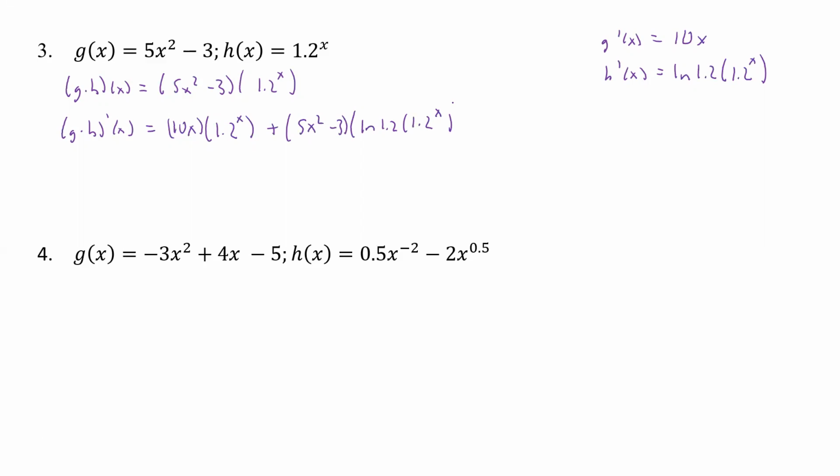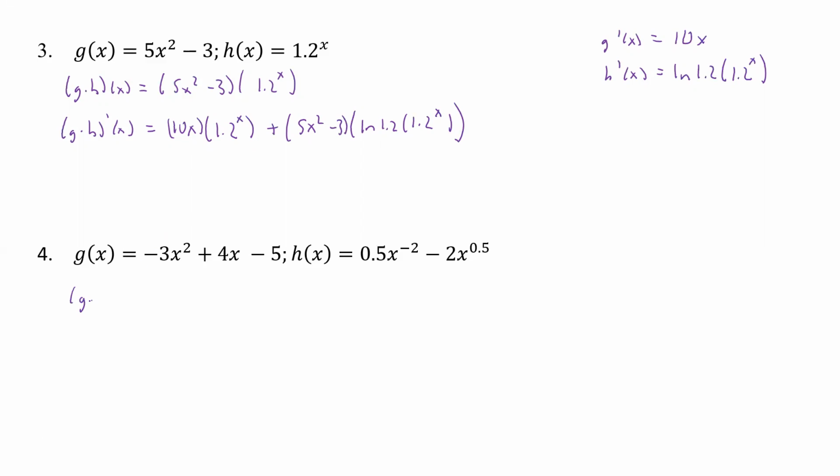1.2 to the x, okay? And again, we'll just keep it here because that's going to be our g prime of x, h of x, g of x, h prime of x. So that way we can go back and forth if we need to. All right, what about the next one?